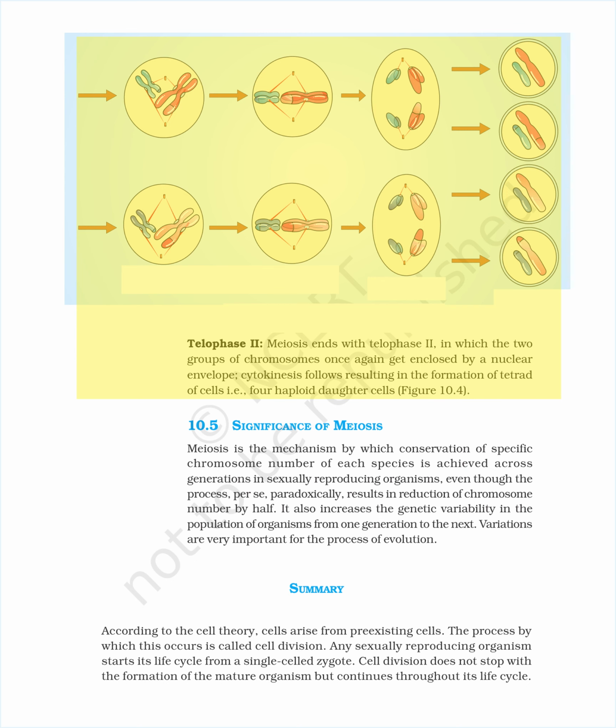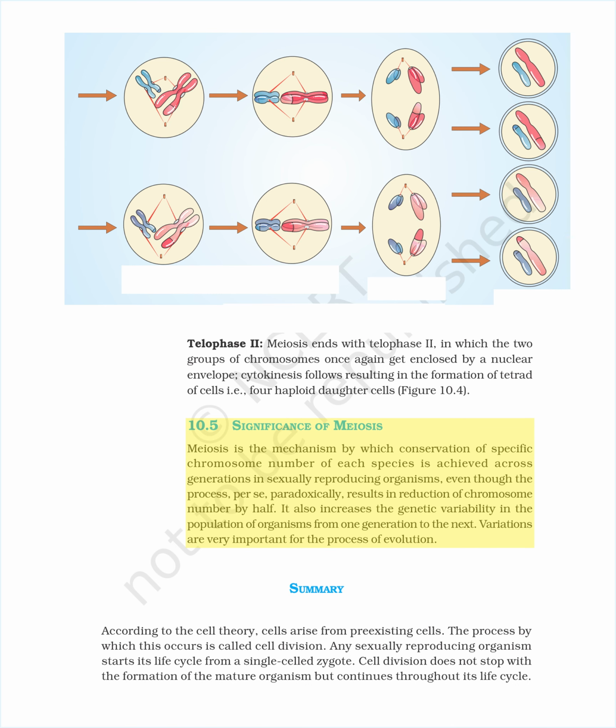Telophase II. Meiosis ends with telophase II, in which the 2 groups of chromosomes once again get enclosed by a nuclear envelope. Cytokinesis follows, resulting in the formation of a tetrad of cells, i.e., four haploid daughter cells, figure 10.4.